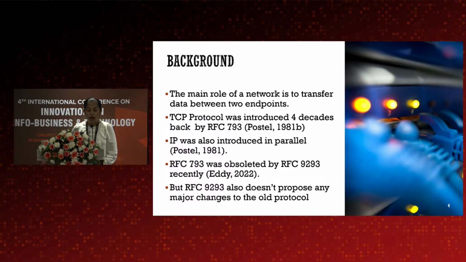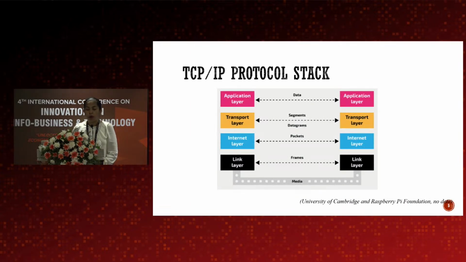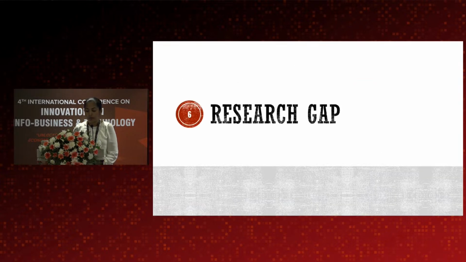TCP was proposed in RFC 793 and recently obsoleted by RFC 9293, but that RFC also hasn't proposed any major modifications to the old protocol. This is the TCP/IP protocol stack. The transport layer is the third layer, and the Internet layer is dominated by the Internet Protocol, which is also similar to TCP, 4 decades old. The research gap is that TCP has been a very old protocol. Most researchers have modified it or identified and provided solutions to security problems of TCP. None of the researchers have proposed to replace TCP.